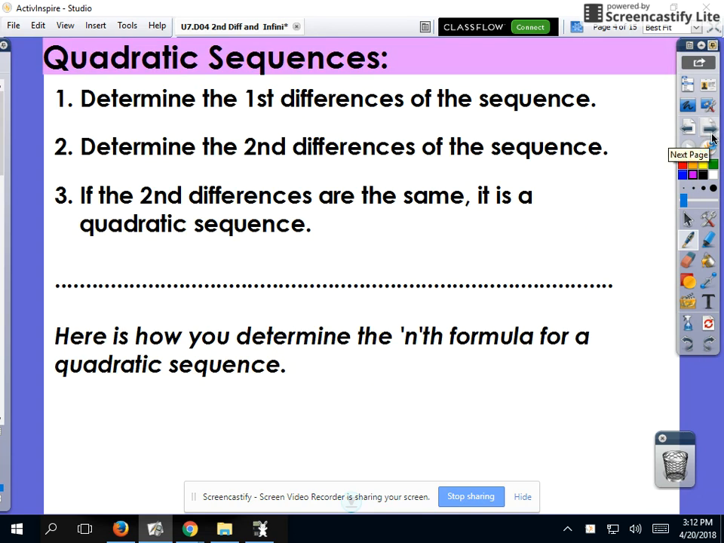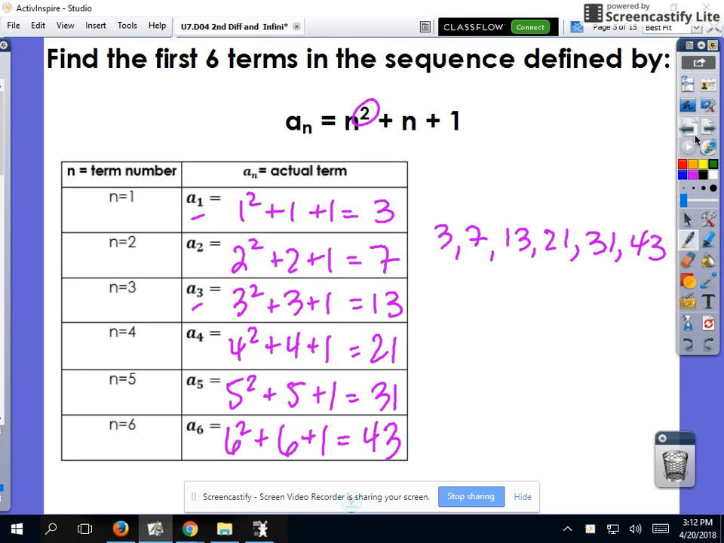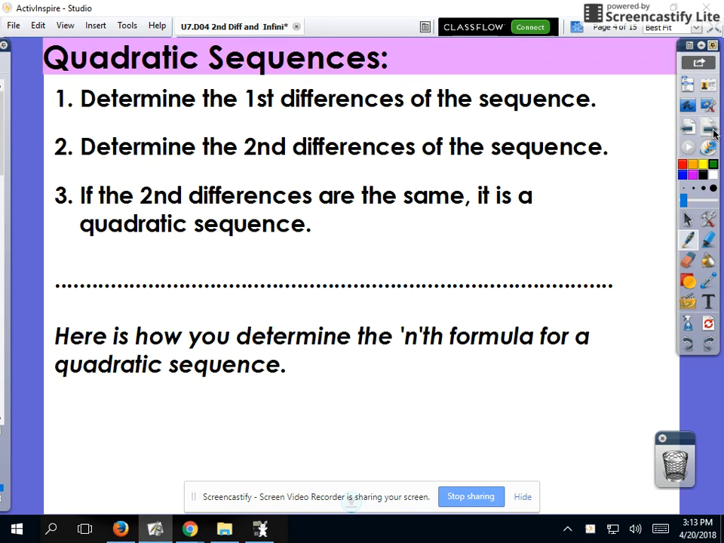So the first thing you do, we'll go back to the last slide, and we'll do each of these steps. It says determine the first differences of the sequence. So to get from 3 to 7, we're adding 4. What's the difference here? 7 to 13, that is adding 6. Here, that would be adding 8. This is adding 10. And this is adding 12. I see a pattern. Hopefully you do as well. That's our first step: determine the first differences of the sequence.